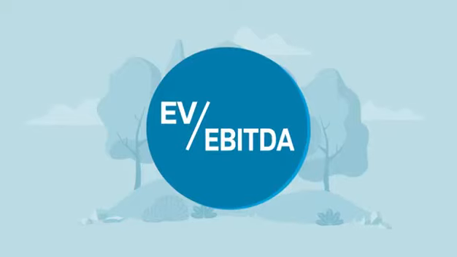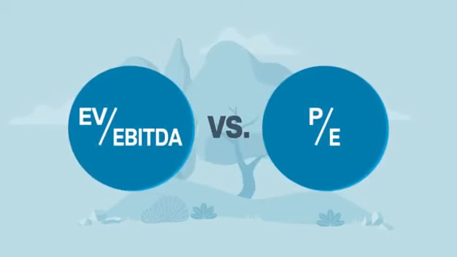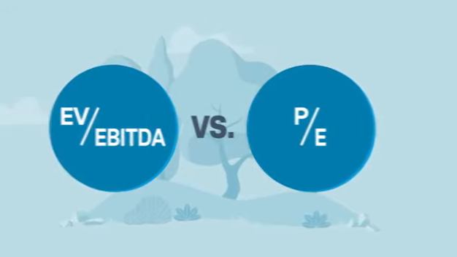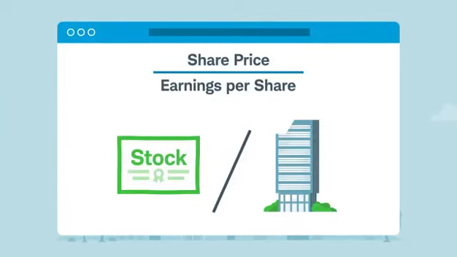EV to EBITDA is often compared to another popular valuation metric, the PE or price to earnings ratio. Some investors prefer the EV to EBITDA ratio because it accounts for factors that the PE ratio doesn't. The PE ratio compares the price of a stock to its earnings and tells investors how much they're paying for those earnings. But this approach has some issues.